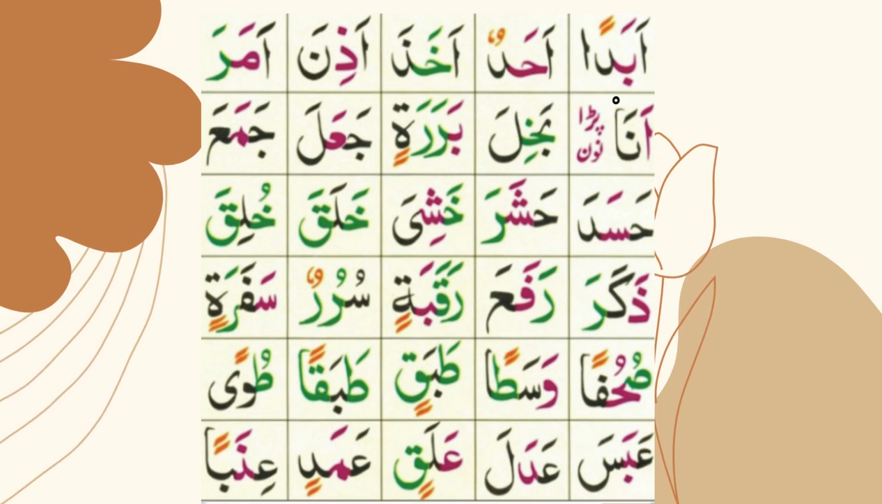Let's start. Hamza zabar a, Noon zabar na, ana. Here you are seeing a small circle on alif, which means sukoon. Sometimes it comes on alif, sometimes it comes on waw, and sometimes it comes on ya. When this circle comes on these letters, we will not read these letters. So it will be Hamza zabar a, Noon zabar na, ana. Repeat with me. Ana, ana.